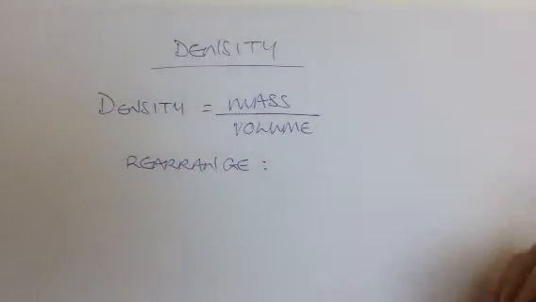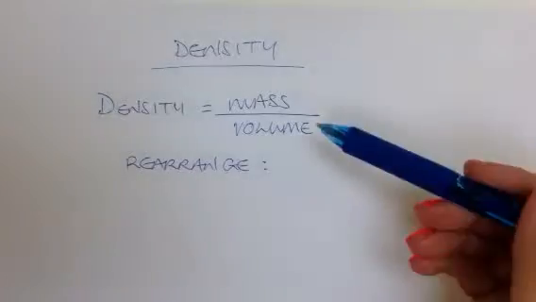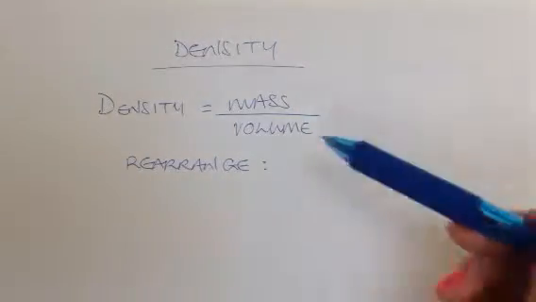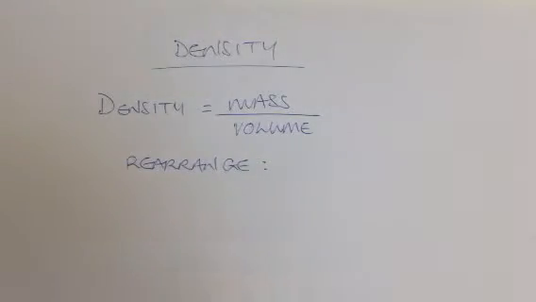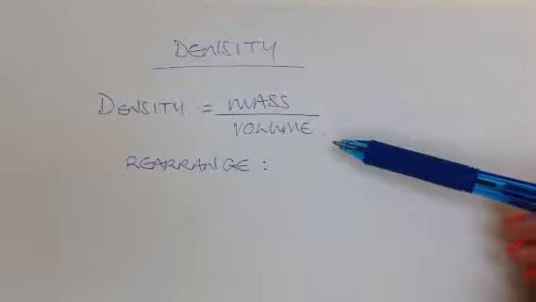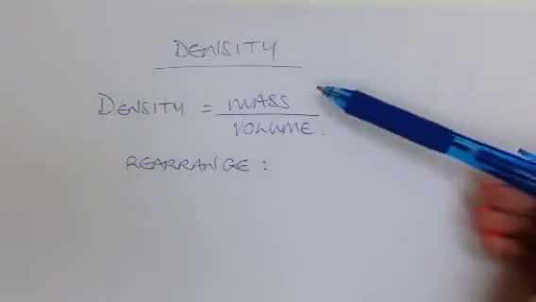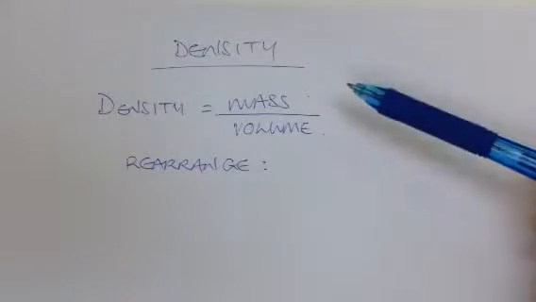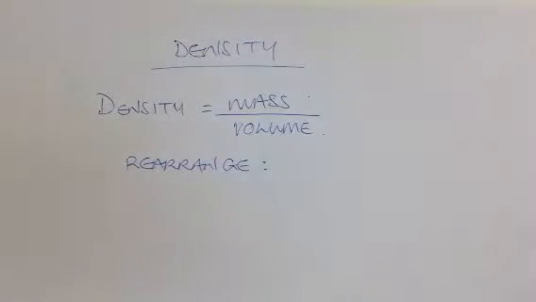Density is a measure of how tightly packed a sample's matter is in a given volume. So we calculate density by dividing mass by volume. And the units of density come from the units of mass and volume we use. So it might be grams per centimeter cubed, grams per liter, kilograms per liter, micrograms per milliliter, but it's always going to be a mass unit divided by a volume unit.